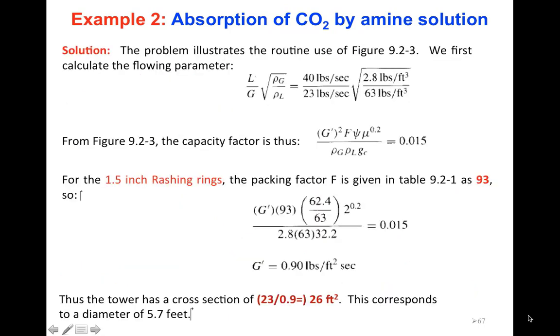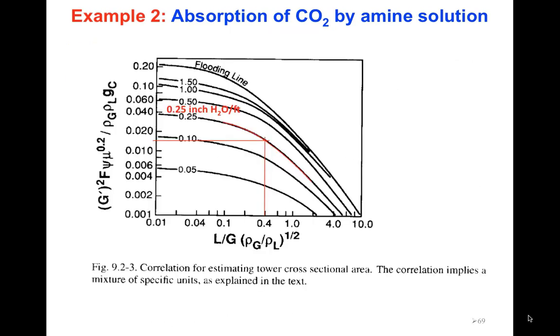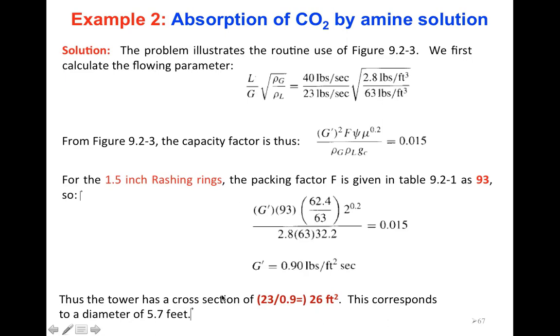We have to go to the Sherwood curve. For the Sherwood curve, first of all, we need to find this term, L over G times square root of rho G over rho L. We have the pressure drop, then we can find this term, and from this term we will find G prime. So how do we find this term? We have to first find this term, so go here to this equation.